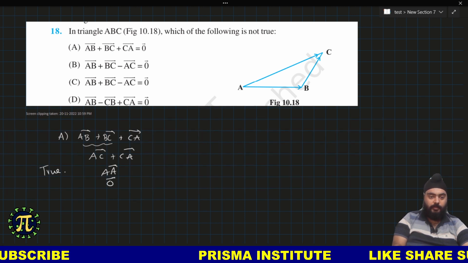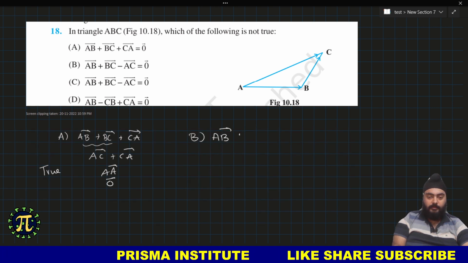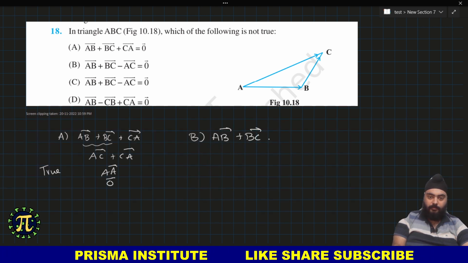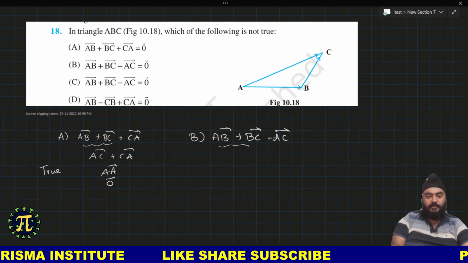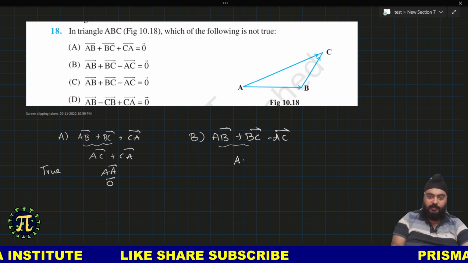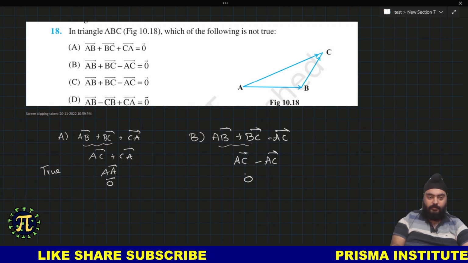True. Okay. So let's look at part B. AB vector plus BC vector minus AC vector, what will it be? So AB plus BC, leave these two, BB cancels, we get AC vector, right? And minus AC vector, which is the null vector. So this is also true.